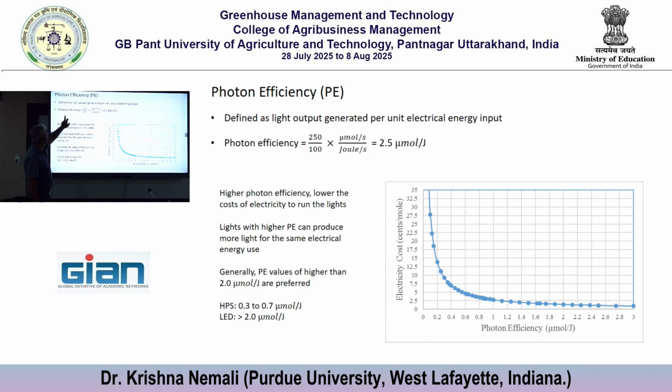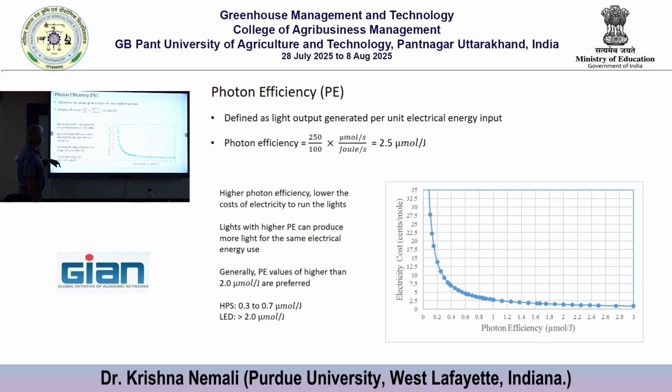You want to buy LED bars which have at least a photon efficiency of 2.5 micromoles per joule. This is the amount of micromoles of light produced per unit of power, joules of energy. Okay, that number 2.5 is something I want you to remember. If you buy products that are of lower photon efficiencies, your energy costs are going up.